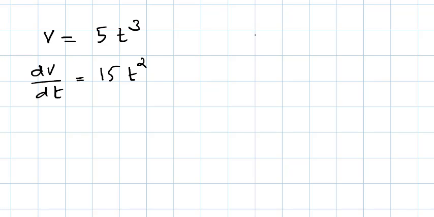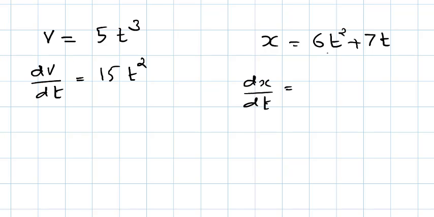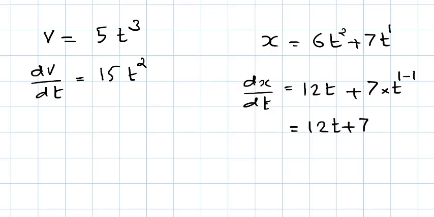Another one, suppose x is given as 6t square plus 7t. What is dx by dt? You do the same thing for 6t square, then 7t, and then add their results. So 6t square will give you 6 into 2, 12, 12t, 2 minus 1 is 1, plus here 7 into 1, power is 1, 7 into 1 into t raised to 1 minus 1. 1 minus 1 is 0, t raised to 0 is 1. So this will give you 12t plus 7.